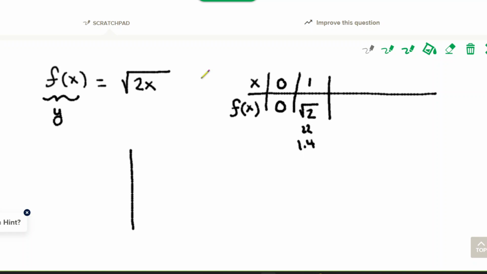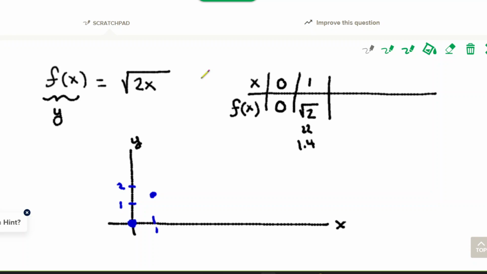So when I start plotting this, horizontal x, vertical y, or f, we have 0, 0. You've got the origin on there. Input 0, output 0. And then input 1, and then the output would be the square root of 2, which is somewhere between 1 and 2. It's about 1.4, so like there. Something between 1 and 2, but closer to 1.